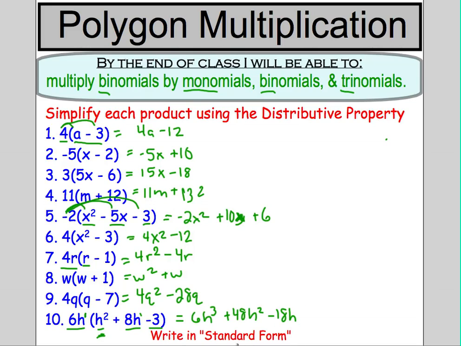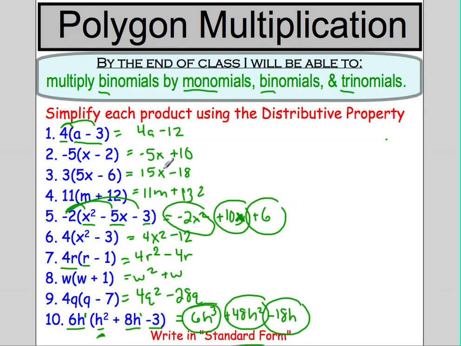There's a little note at the bottom that says write in standard form. What that means is that you're going to write in decreasing powers of the variable. Your biggest term, like your h cubed, is going to go first. Your next biggest, h squared, is going to go second. And your next term, h, is going to go last. In this case, we have x squared first, then x, then the constant. Here we just have an m term and a constant term. So that's why these are all written in standard form with decreasing powers of the variable. So here's 3, here's 2, here's 1, and there would be a constant at the end if we needed one.